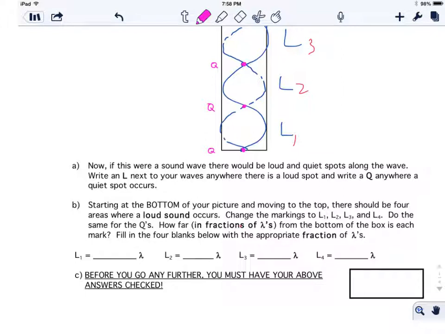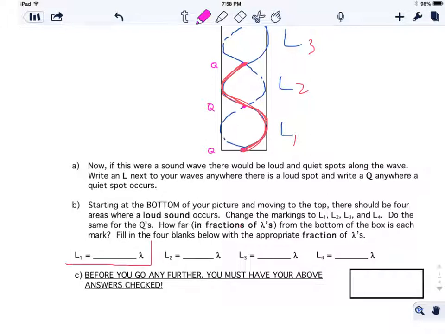And then I want you to go ahead and put in what portion of a wavelength each one of those spots is. So I'm going to mark one full wavelength in red, and you can do the same on your lab. So here's one full wavelength, right? We've got a crest and a trough. It goes from node to antinode to node to antinode to node. But what this is asking is how far from the bottom of the box is each mark.